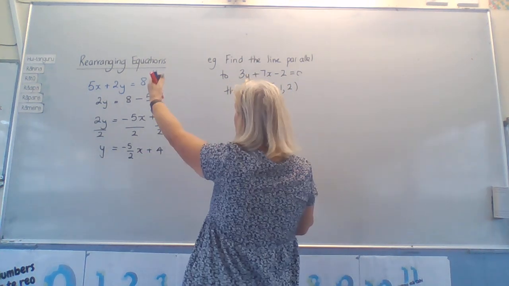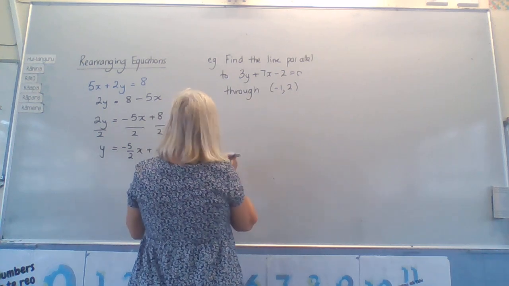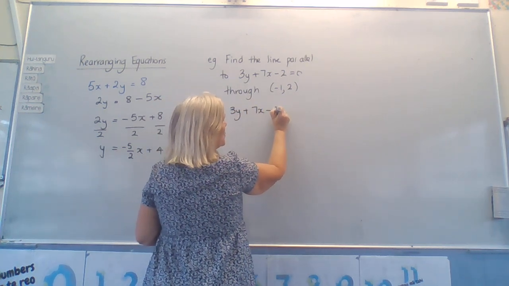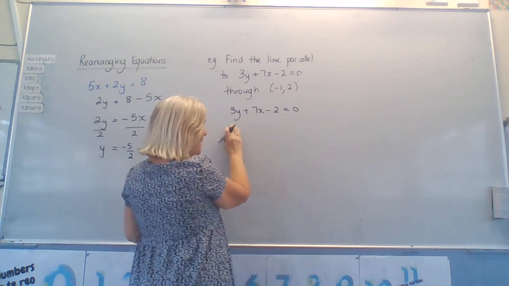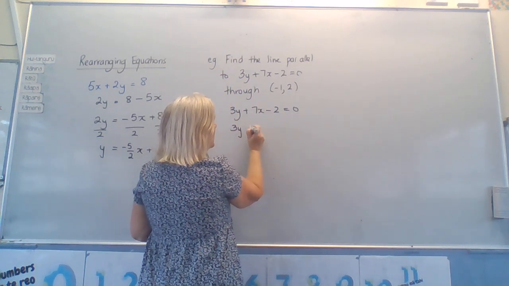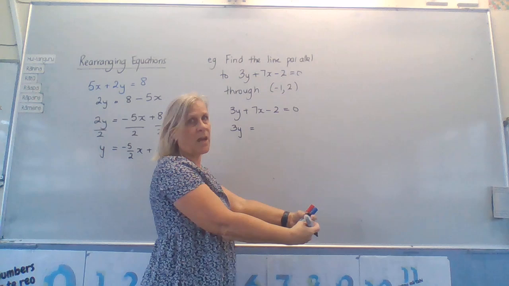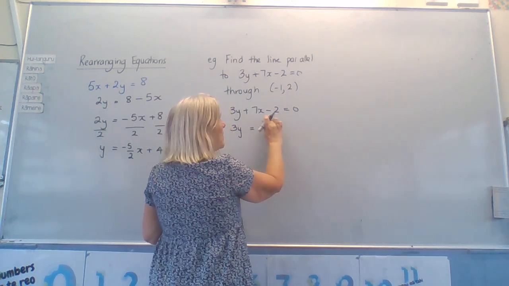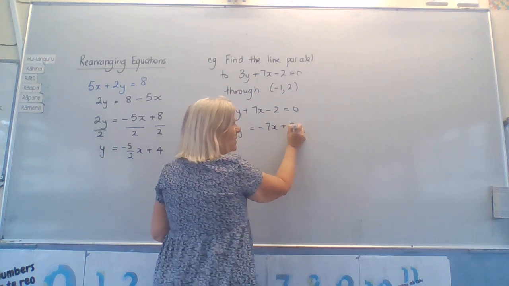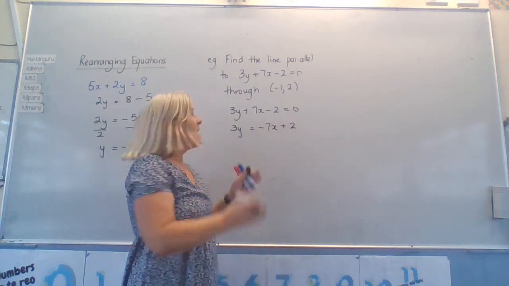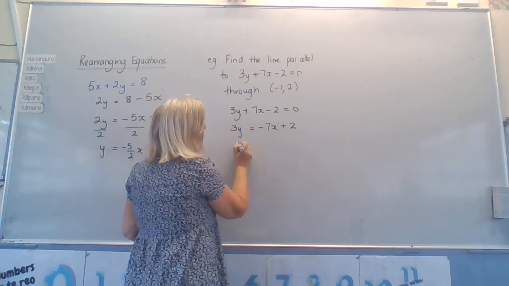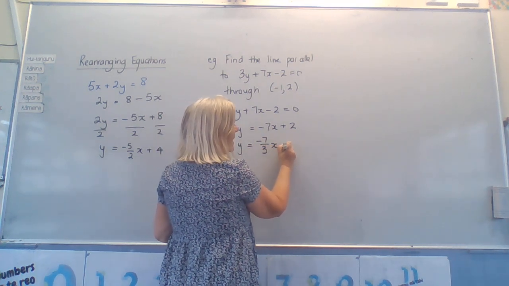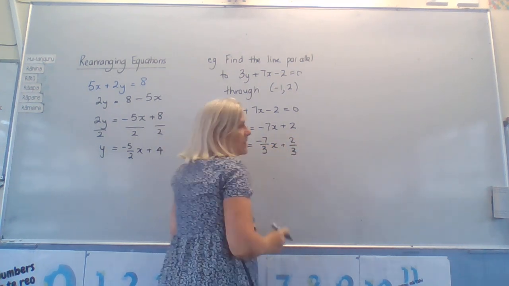So, doing exactly the same process as I did there. 3y plus 7x minus 2 equals 0. Keep the y. Move everything onto the other side and change its sign. So minus 7x plus 2. Okay? Now I need to get rid of the 3. y equals negative 7 over 3 x plus 2 over 3.